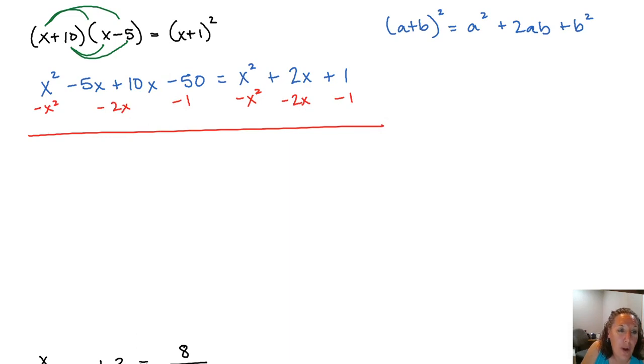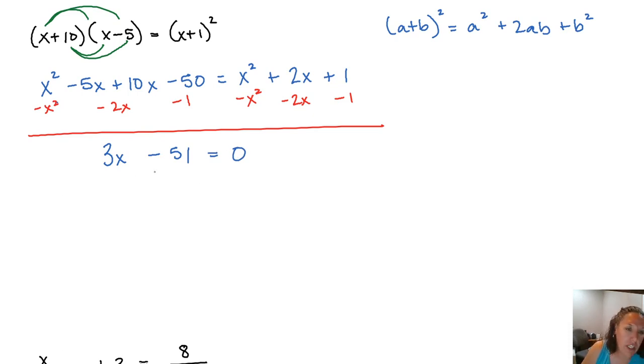And we see x squared minus x squared is going to give us a 0 coefficient on our x squared. We have negative 5x plus 10x minus 2x. Negative 5 plus 10 is going to be a positive 5, minus 2 is going to be 3x. And then negative 50 minus 1 is negative 51. On the right-hand side, everything adds to 0. And what we see is actually a linear equation.